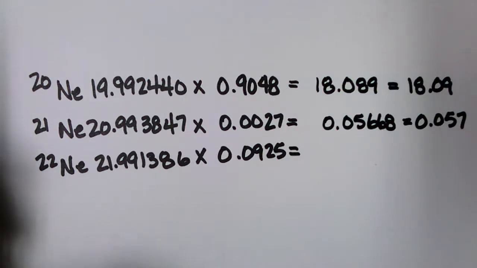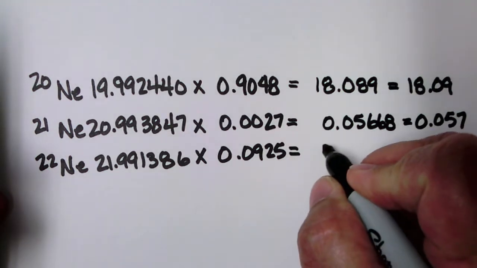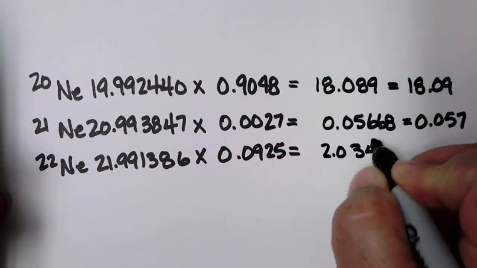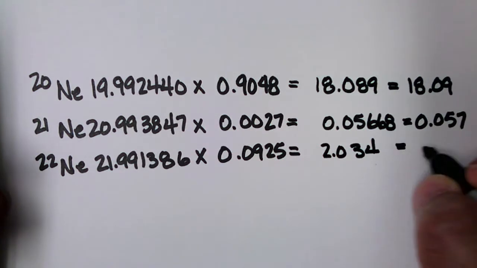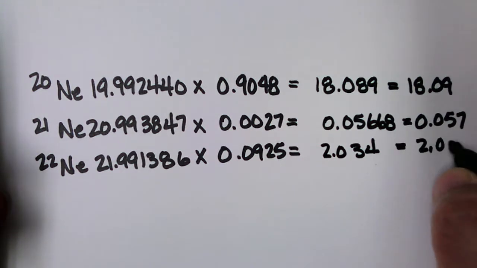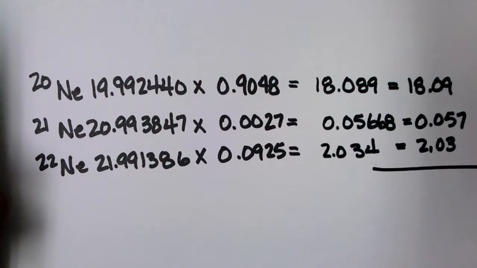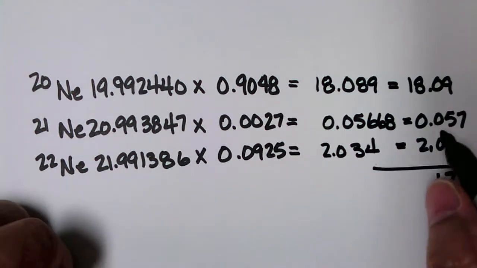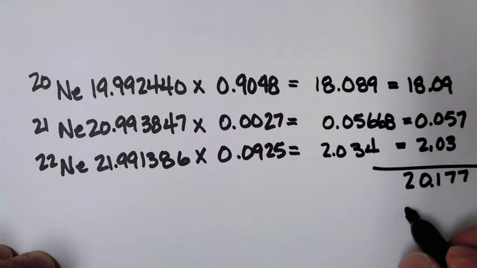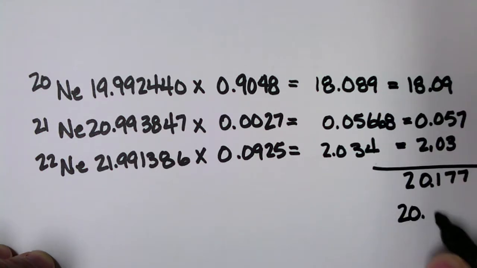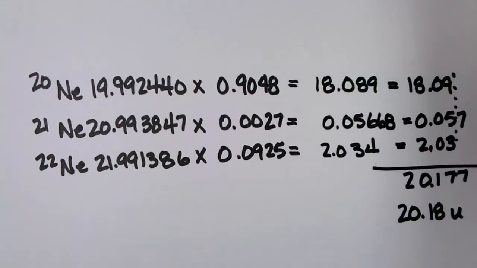And then lastly, we get 2.034. Only 3 significant digits here, so we have to round this to 3 significant digits. So that's going to be 0.23. And then when we add those together, and so when we round that, we come up with 20.18, because we need to round to the hundredths place, atomic mass units.